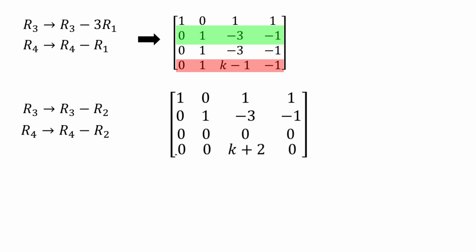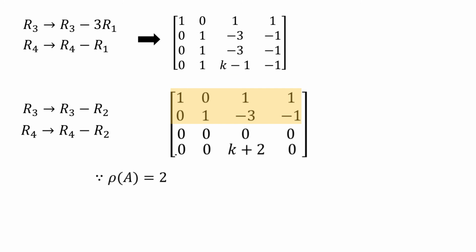Minus 1 plus 1. As it is mentioned that the rank of this matrix is 2, so it will have two non-zero rows in the echelon form. So that means k plus 2 should be equal to 0. So k value should be equal to minus 2.